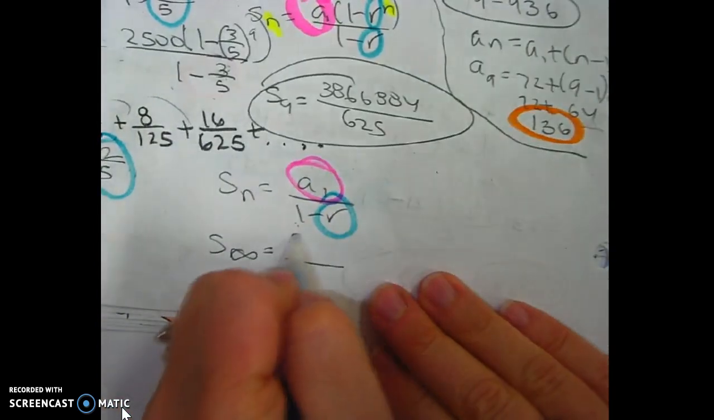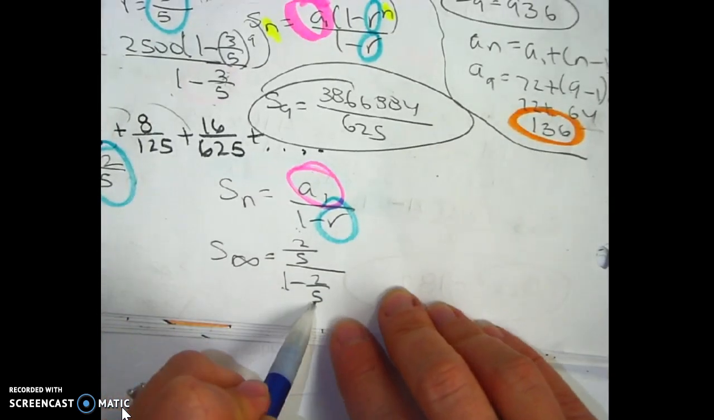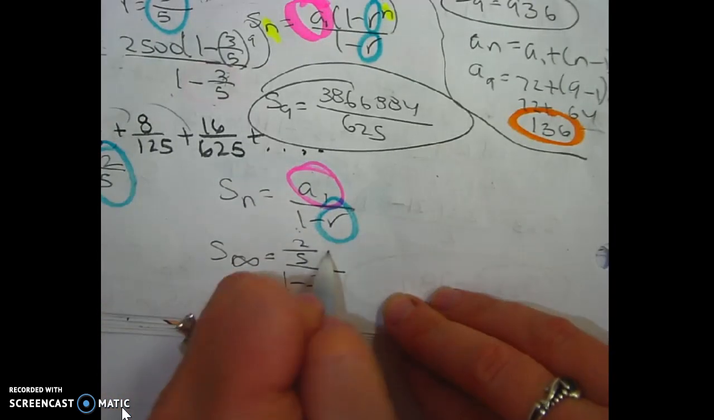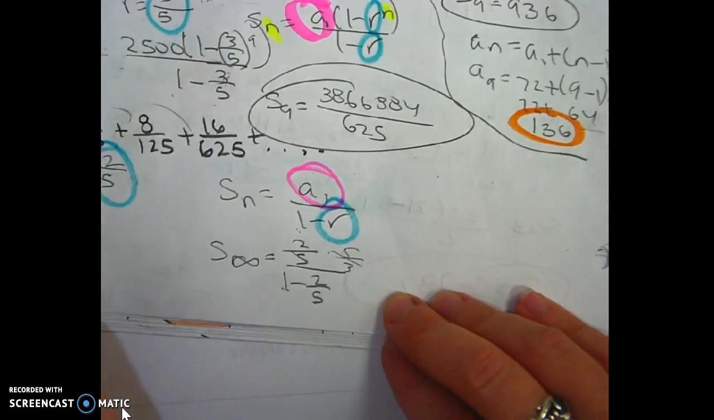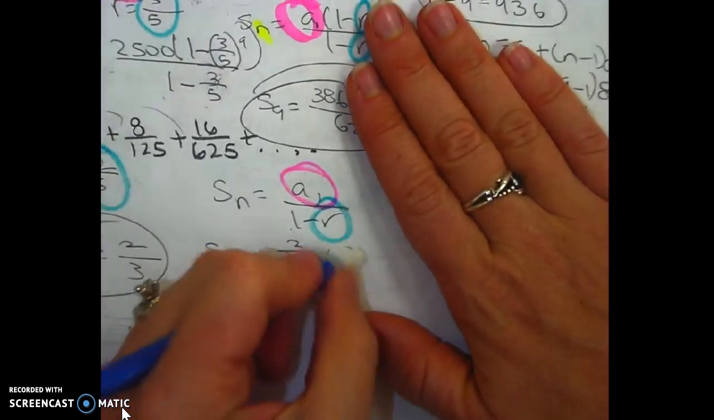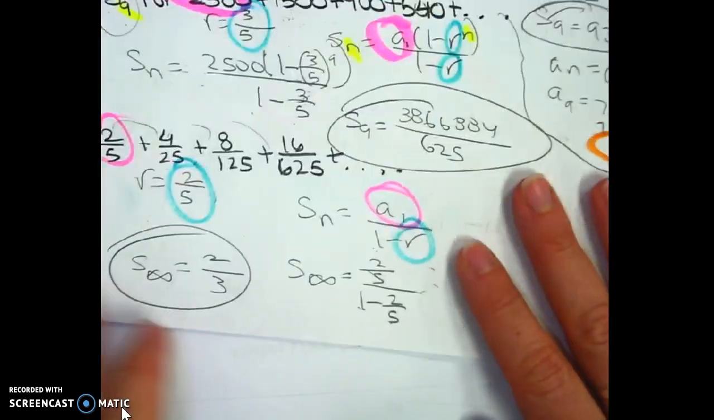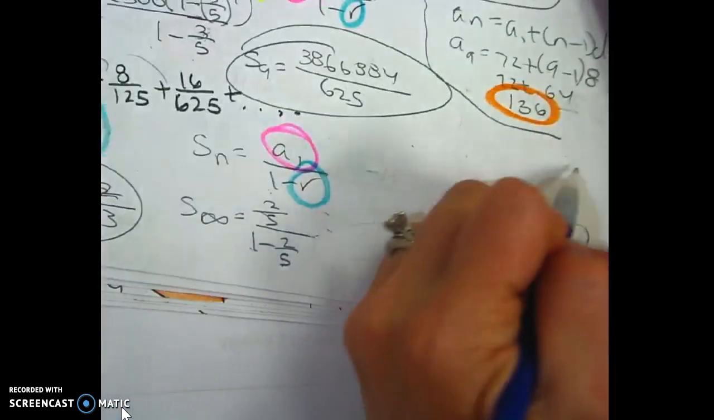Show my work. 2/5, 1 minus 2/5. Some of you know 1 minus 2/5 is 3/5. If you're multiplying by the reciprocal, it's multiplying by 5/3, which is 2/3. Others of you will just take this whole thing, which is fine, and plug that into the calculator and get 2/3. Make sure you write infinite. Now I want to show you something.